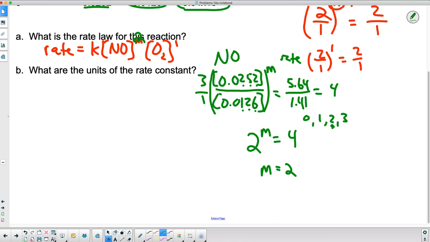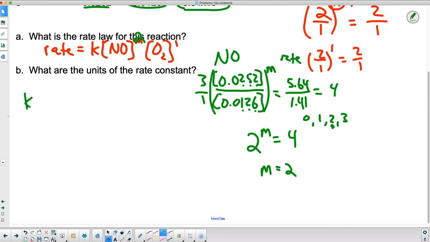So what's the rate law for this reaction? I just found it. Rate equals k. Now the question is, what are the units for the rate constant? So rate equals k times the concentration of NO squared times the concentration of O2 to the first. What are the units for the rate constant?